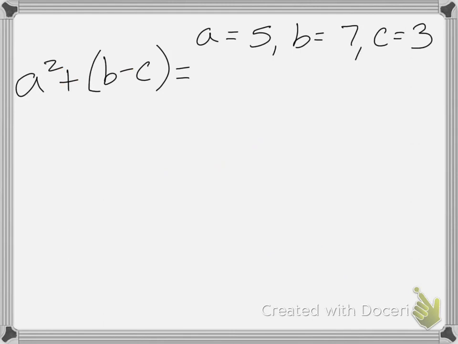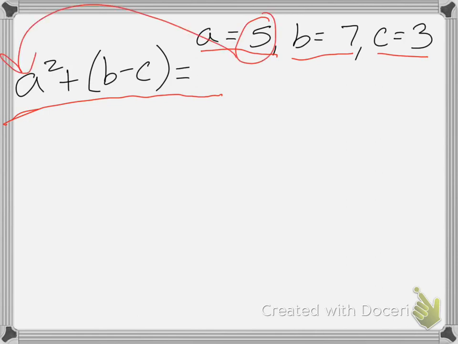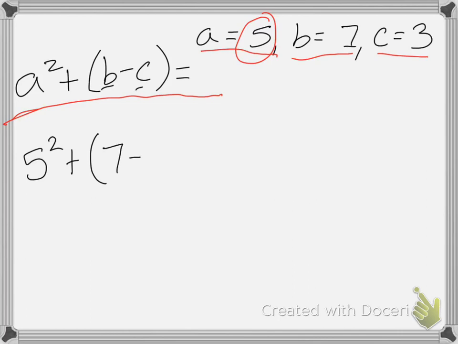For this last part, we have exponents and parentheses, but it's written with letters. a squared plus b minus c equals something. And then it tells me that a equals 5, b equals 7, and c equals 3. When I get this, it means it wants me to put the number in for the letter in the problem. So this new problem would look like this. a equals 5, so I'd have 5 squared plus b is 7, so 7 minus c is 3. So it's going to be 5 squared plus 7 minus 3.